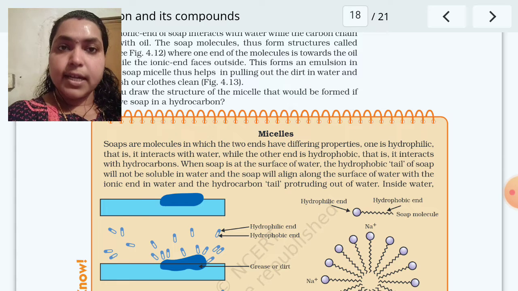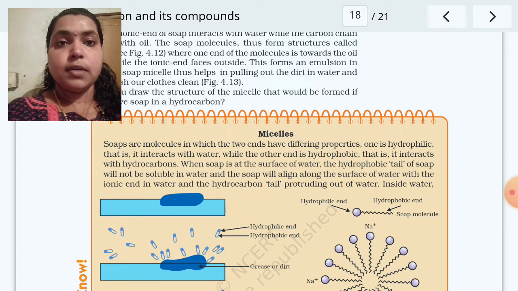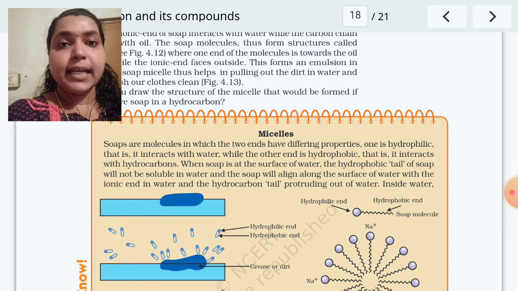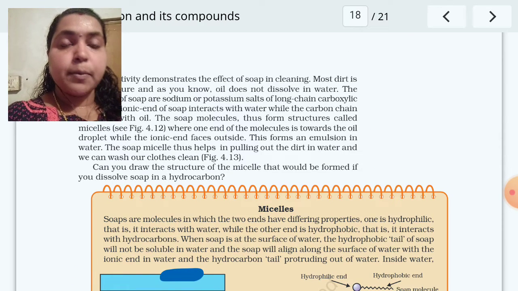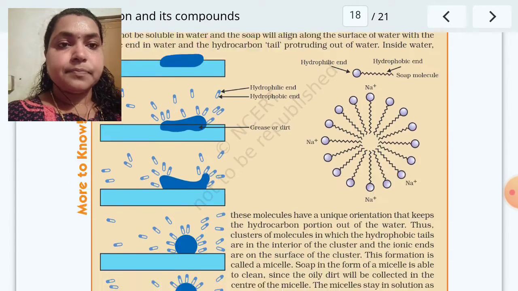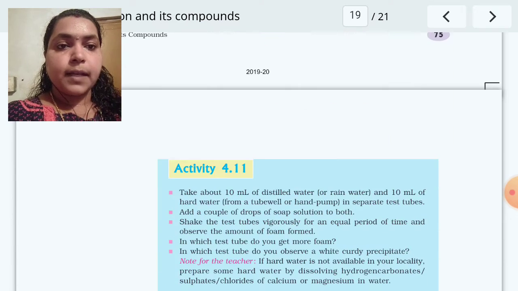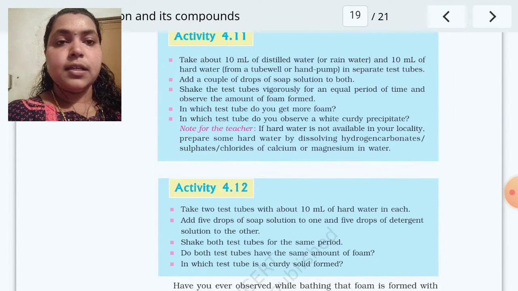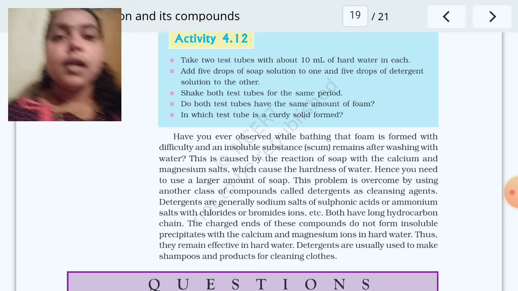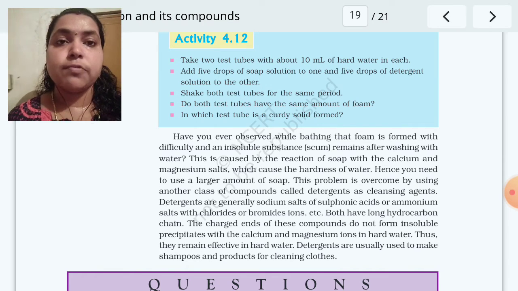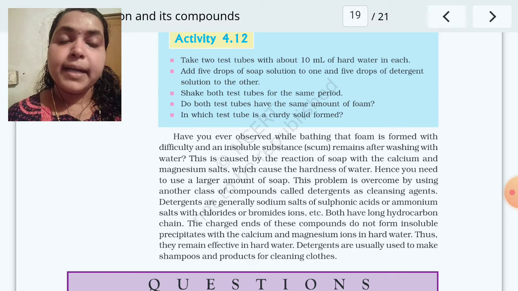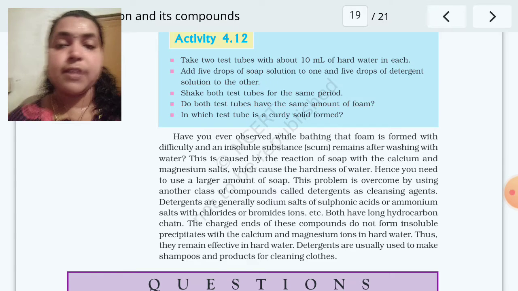First of all, what is soap, and how is it used for cleaning dirt from cloth? You should know about the cleaning action of soap. Next is about detergents. Soaps we already discussed: sodium or potassium salts of fatty long chain carboxylic acids are called soaps, but detergents are different from soap.